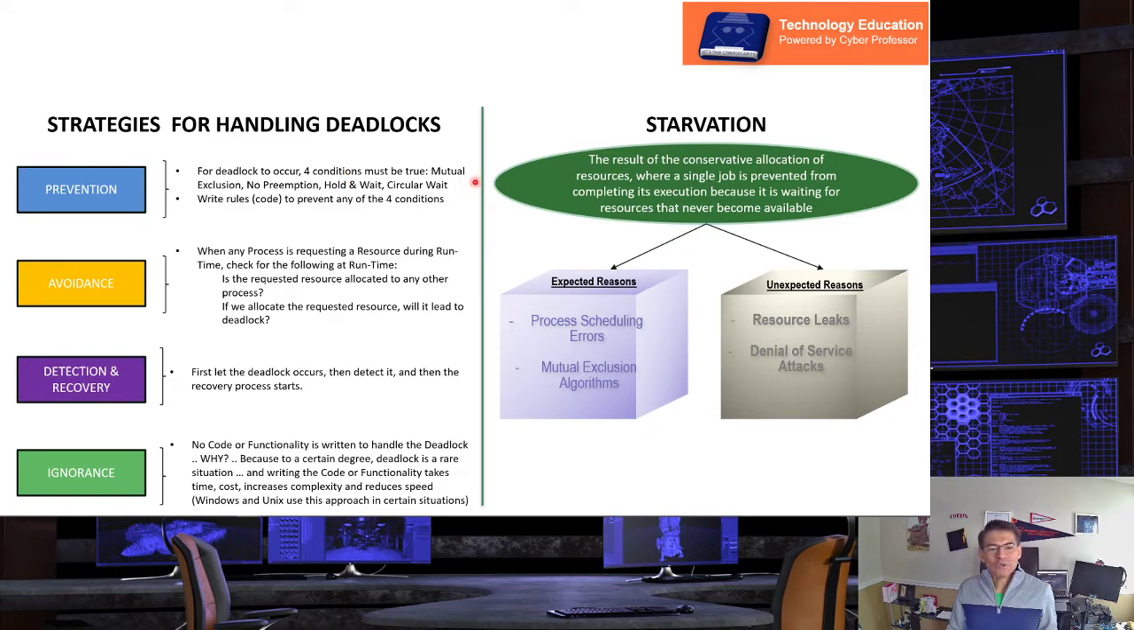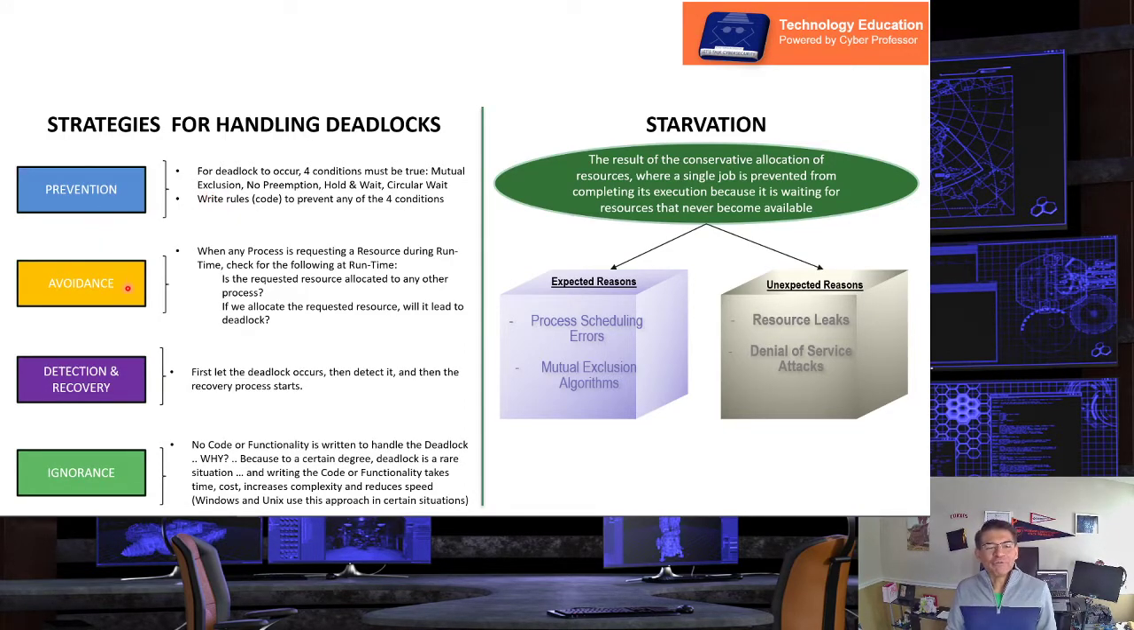So you write code that prevents any of the 4 conditions from becoming true: either mutual exclusion, no preemption, hold and wait, or circular wait. Any of those four need to be stopped at any point in time by using code that you make part of the program or process that you are creating as a software developer. So you need to write rules or code to prevent any of the four conditions from occurring. That is prevention. Ahead of time, you think about preventing deadlocks and you take that action in order to prevent deadlocks from occurring within your application.